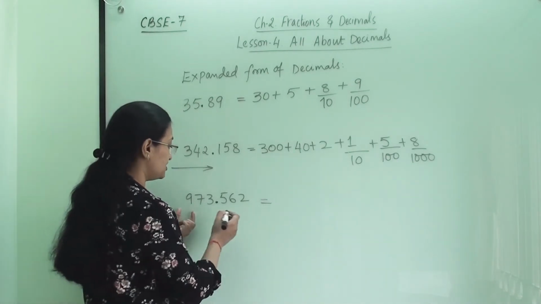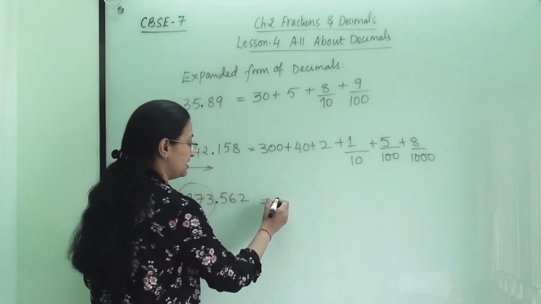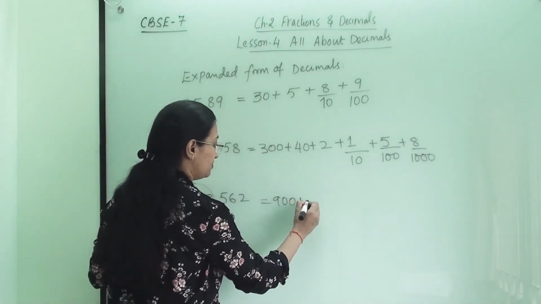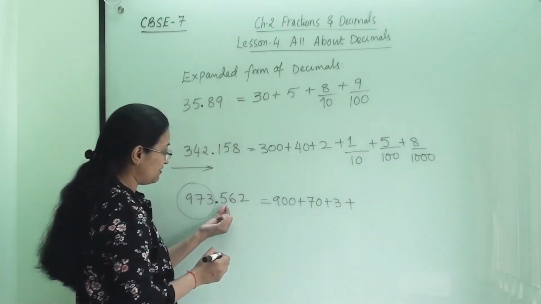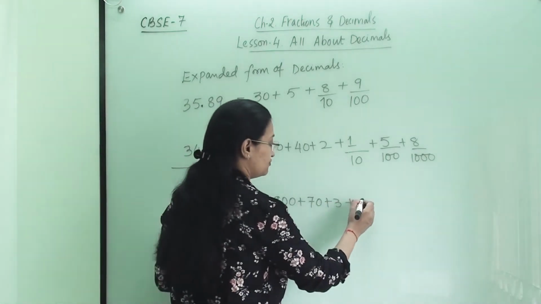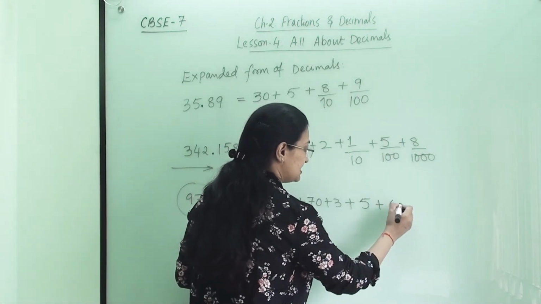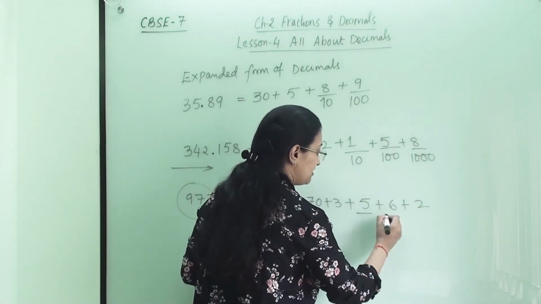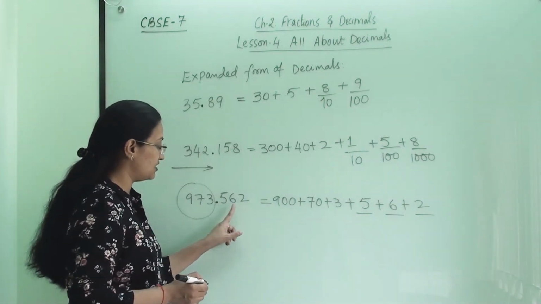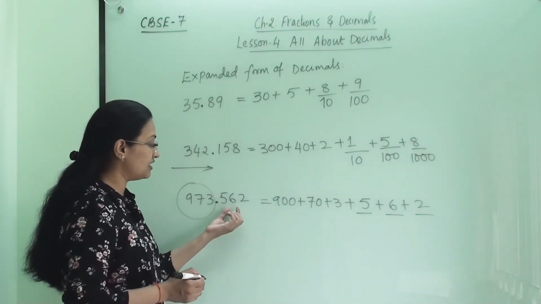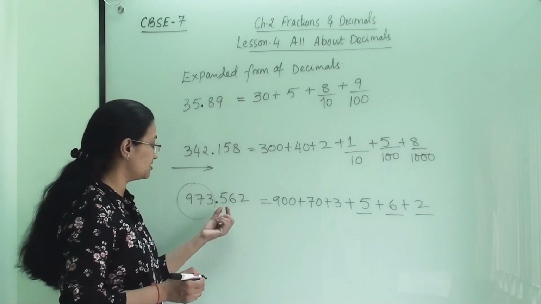Again, this number is 973.562. So first we will separate this number, that is 900 plus 70 plus 3. Then 562. So first we will write 5, then 6 and then 2. Then we have to put them into the decimal part, because they are after the decimal. So something will come into their denominator.